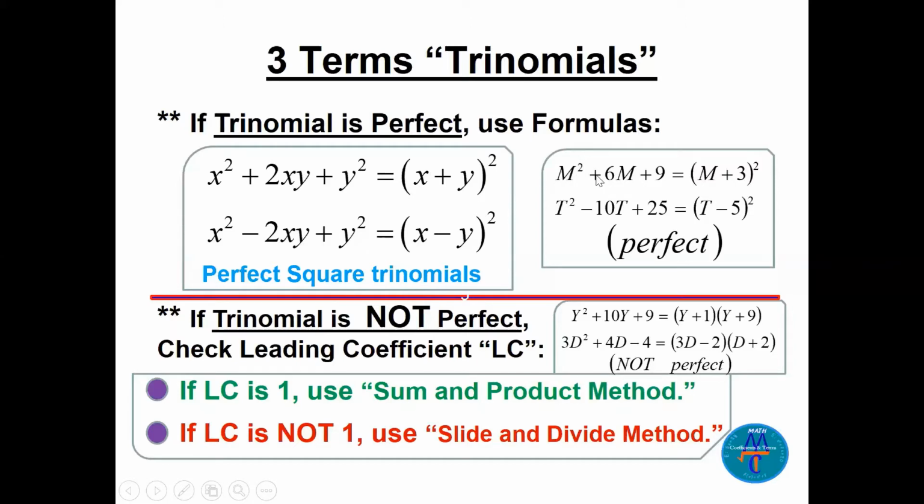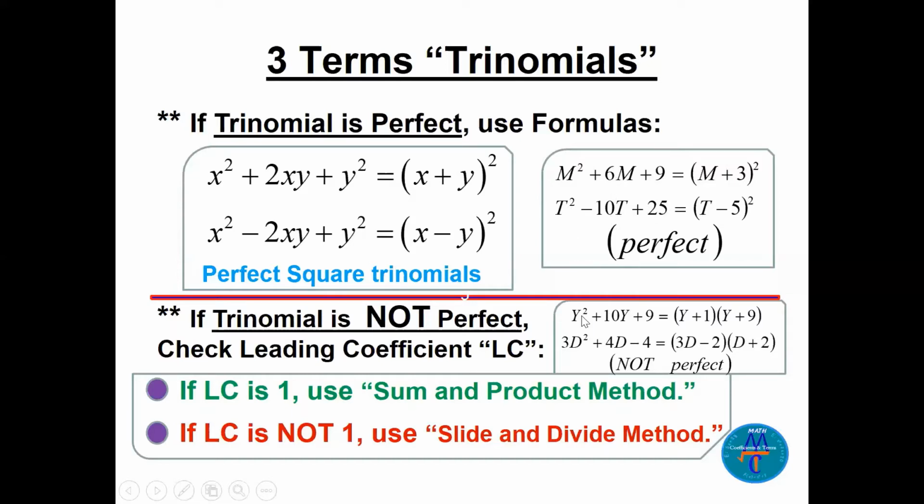These are the examples. m squared, 6m. You have to check the middle term, 2xy. So m, 3, and 2 will be 6, yes. How about this one? 10t squared minus 10t plus 25. There's a minus, so we put the minus here. The square root of t squared is t, the square root of 25 is 5, but you have to check here 10. 10 is 5 times 2.